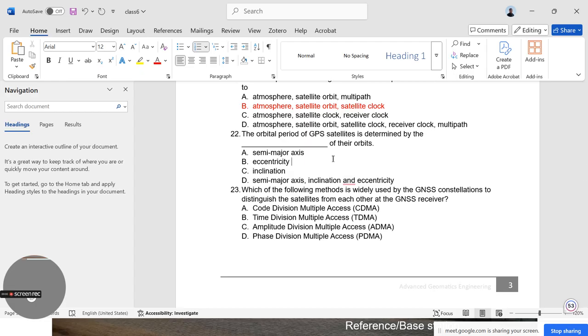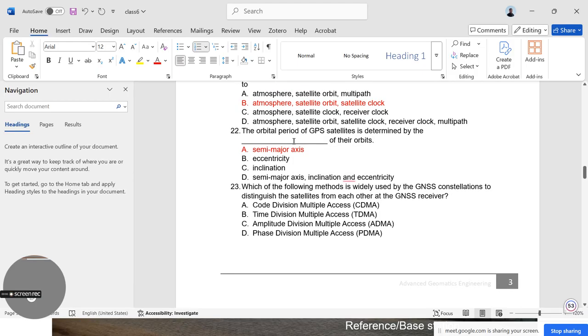Okay. The next is, the orbit period of a GPS satellite is determined by which of the orbit parameters? Which parameter of the orbit helps us determine how much time it will take in going through the orbit? As per the Keplerian parameters, the semi-major axis will define the orbital period of satellites, how much time it will take to finish one round. That will be determined using the semi-major axis, not using eccentricity, not using inclination.